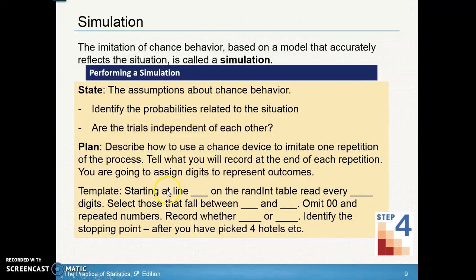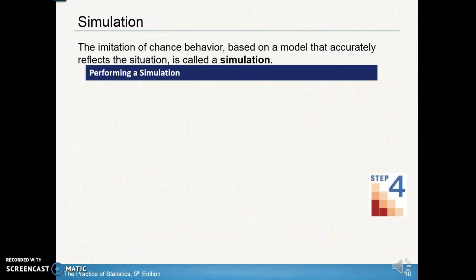So we'll use a number table, starting at line, say 103, on the random integer table, you're going to read every 1, 2, or 3 digits. We're going to select the digits that fall between 1 and 5. You always omit 0, 0 because they usually don't represent anything, and repeated numbers. Sometimes you won't omit repeated numbers. If we were talking about the baseball example, we'd say record whether it's a hit or not hit, okay? Identify the stopping point. So after we've had 10,000 hits, or after you've picked 4 hotels. All right, like I said, I know it's kind of confusing to see on here, but once we put a problem together, it'll make more sense.